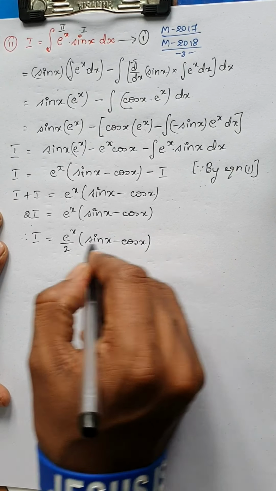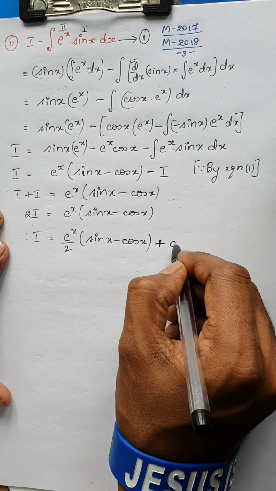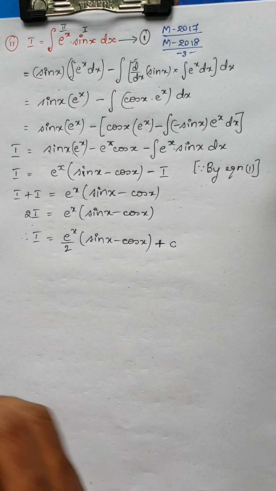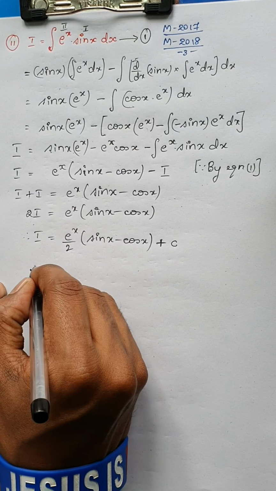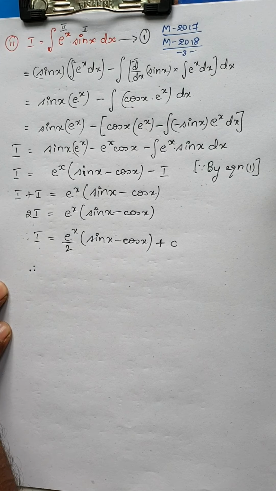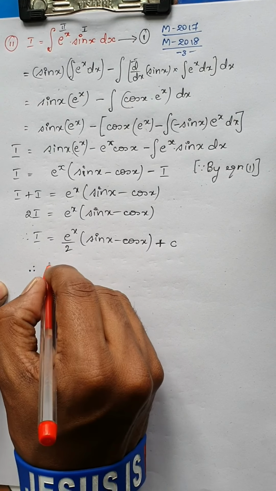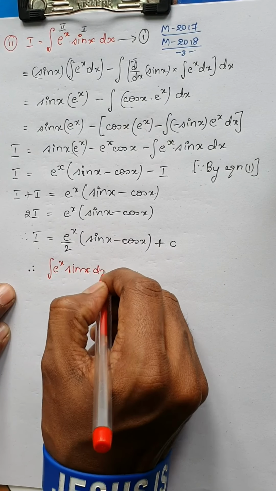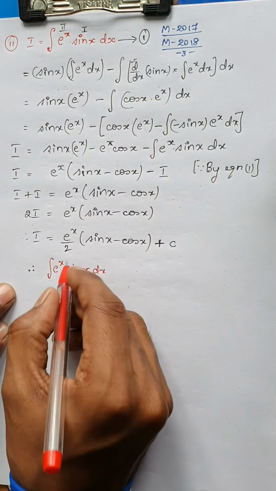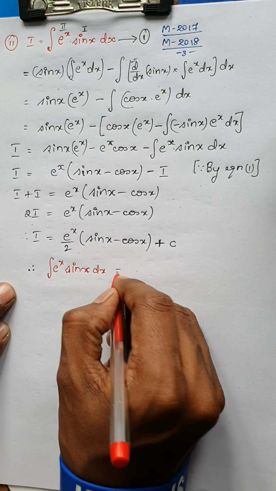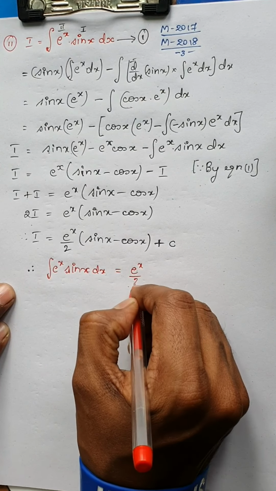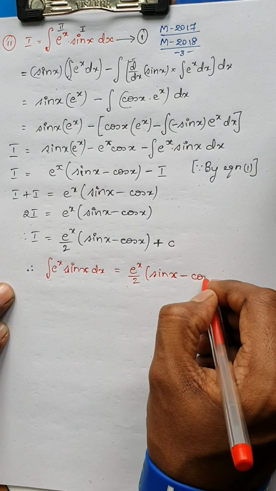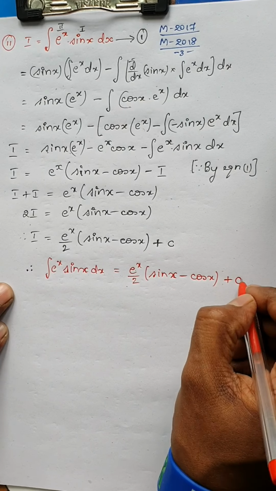Remember, this is an indefinite integral. I'm going to take a constant plus c, which is the constant of integration. Okay, therefore, you can further replace this integral as, remember, therefore, you can write it as integral of e power of x into sin x dx. I means where I started with. So e power x into sin x dx will be nothing but e power of x divided by 2 into sin x minus cos x plus c.